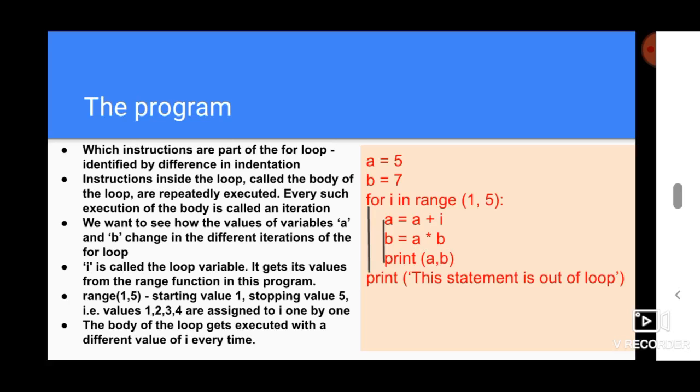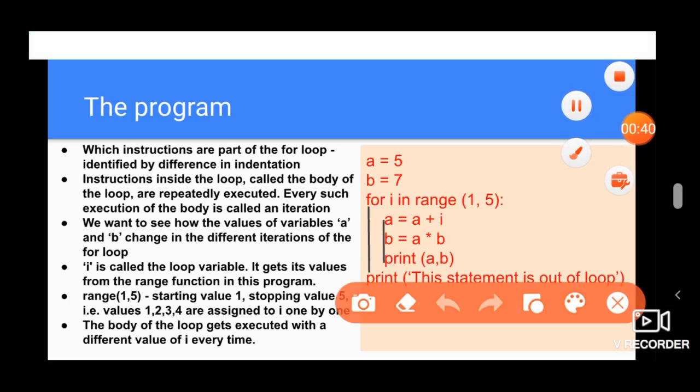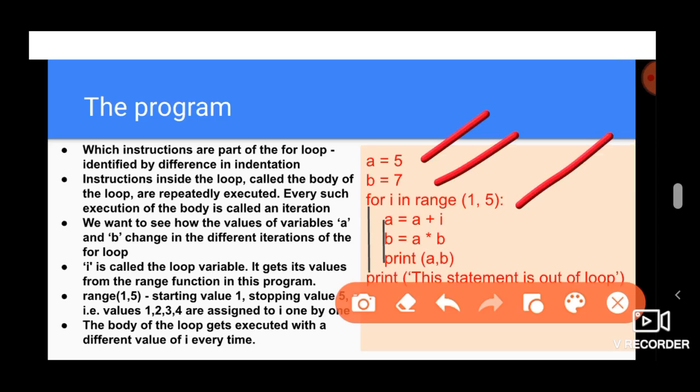Now, first of all, we look at the program. This is our program, which is shown in the right half of the screen. The statements are a is equal to 5, b is equal to 7. Then we have a for loop, for i in range 1 to 5. The for loop has 3 statements.